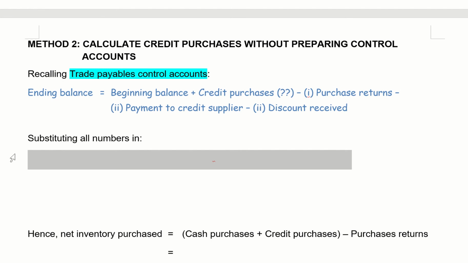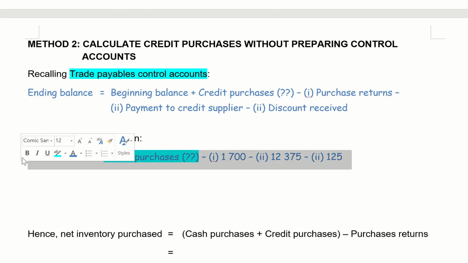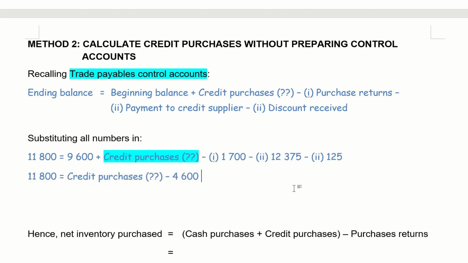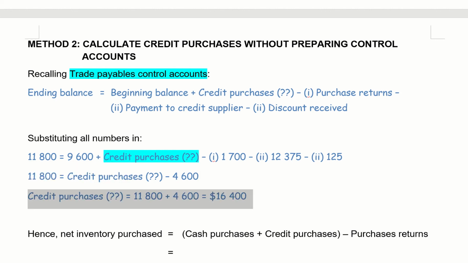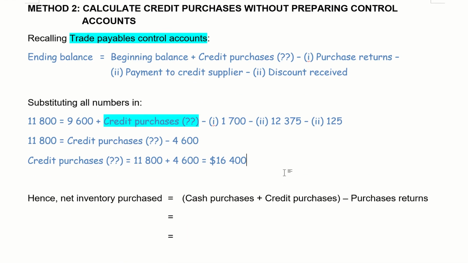So if I were to substitute all the numbers in, my credit purchase is still unknown. I just put in all the numbers first, and then I manipulate the number statement, the working, so that I have fewer numbers to deal with. And from here, I will be able to find out what my credit purchases is. And it should be exactly the same as the question above. If it's not the same, it means that you did some calculation error.